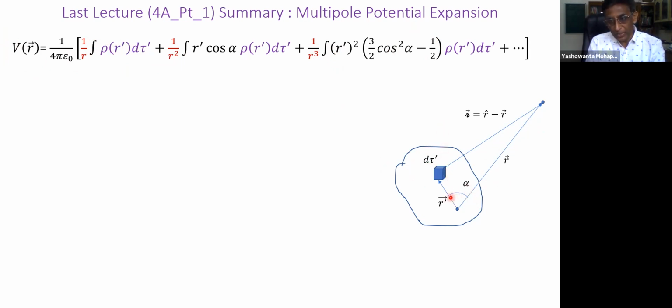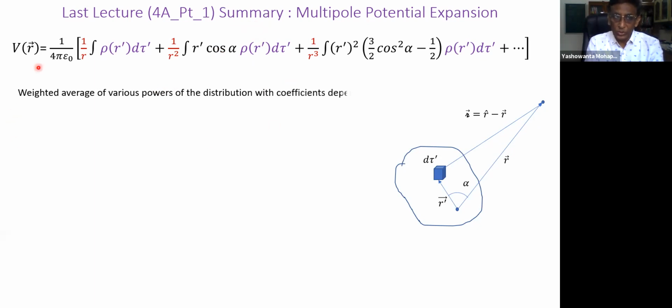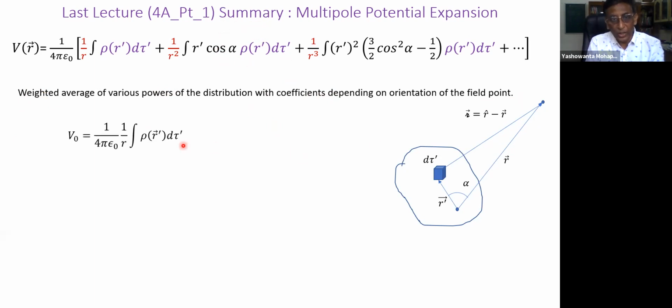The angle between the source coordinate and this coordinate is of course alpha, and it appears here. We had already said that we could take it out as p dot r hat, and we'll discuss that more. To remind you, as I said in the last summary also, the whole effort is to have a weighted average of various powers of the distribution with coefficients depending on the orientation, like cos of the field point. I'm just summarizing the last lecture before I go ahead.